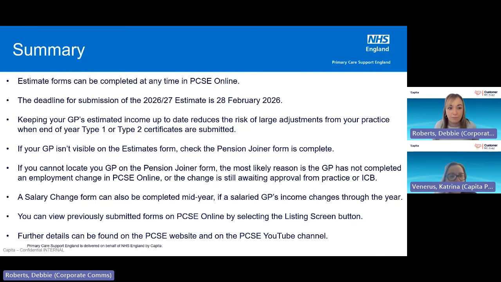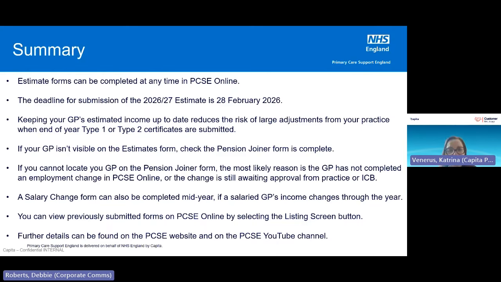Okay, so key points then. So you can complete that estimate now, the next 10 minutes or tomorrow or 11 o'clock on Saturday night if you love doing things on a Saturday night. So the point is that the functionality is there, you can do it at any time, but the deadline is the 28th of February. We've talked about keeping the estimated income up to date to mitigate the risk of having then seen large adjustments at some point, 18 months, 2 years down the line, or even later, if your GPs are tardy at submitting their end of year forms. So bear that in mind.